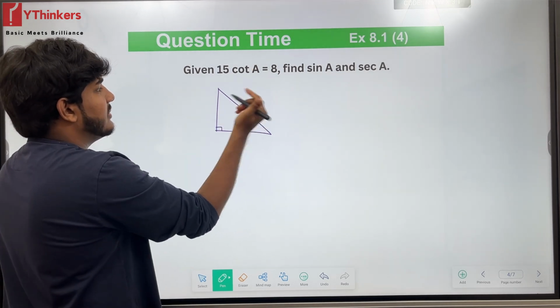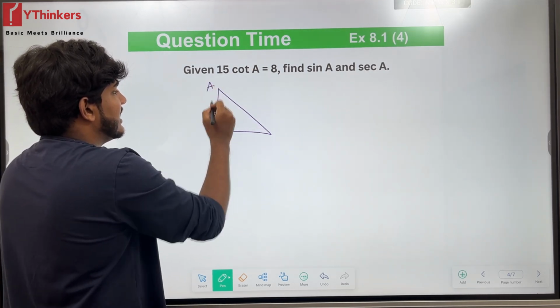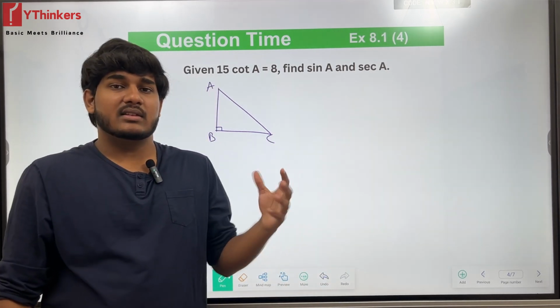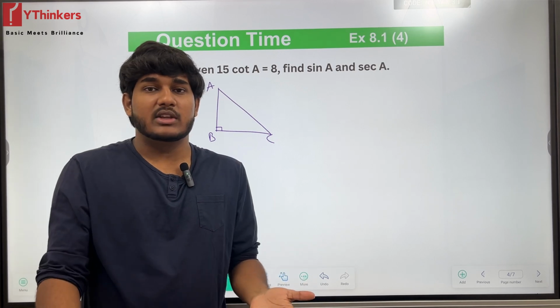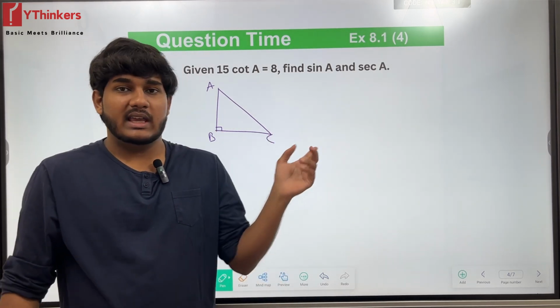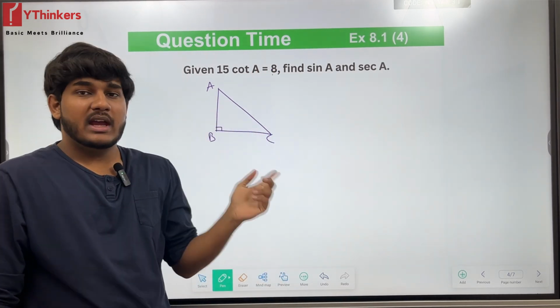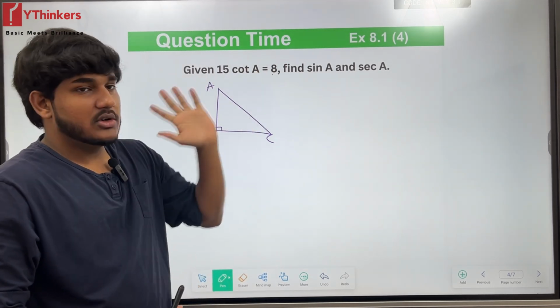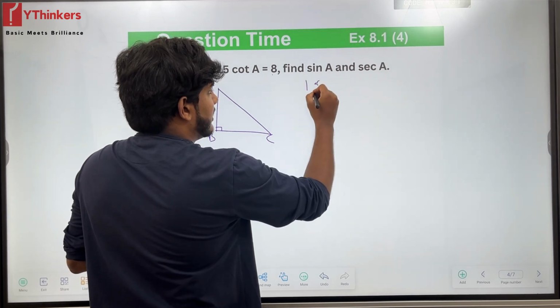Now they're telling A. So for reference, what I'll do is I'll write it as ABC, because they've not given me the triangle's name, neither XYZ nor MNQ, nothing. So they've given me A. So I have taken A as this thing and ABC as the triangle. Okay, they're telling me 15 cot A is equal to 8. Just see what I'll do here.